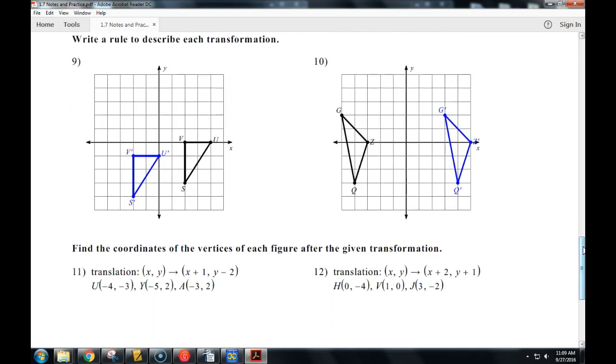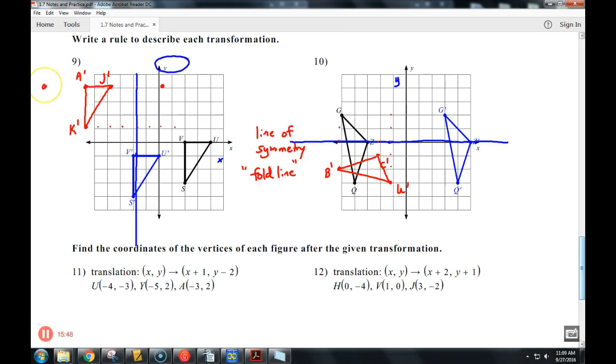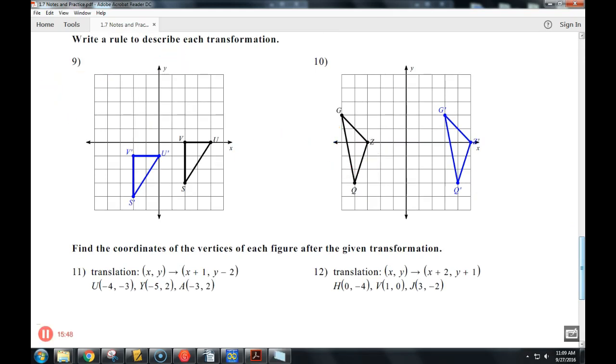Here we have to look at a picture and we have to write the rule. And this one is the one that trips people up a little bit when we get to the chapter test, because if you don't really pay attention to the little primes and the letters, it's unsure which direction it went. So you really got to be careful. If you notice, this is the pre-image, the before image, and this is the after image. So basically, I have to start at the pre-image and move to the actual image. So I'm going from black to blue on this one.